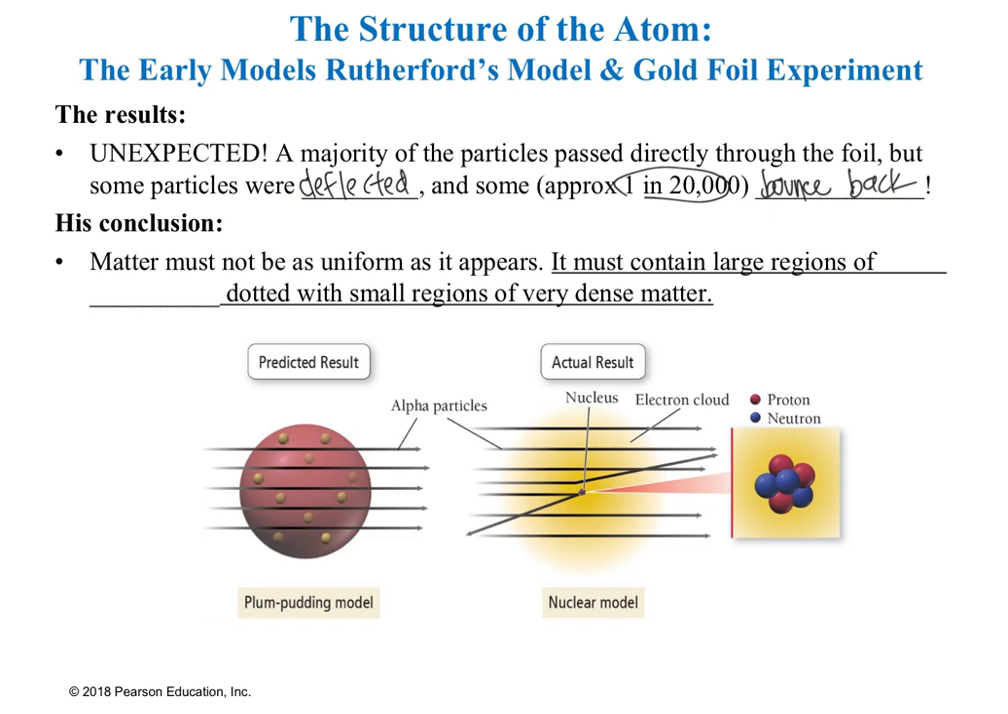But keep in mind, most of them did go straight through the foil. These deflections and bounce back particles were the atypical expectation. What was concluded was that most of the atom is basically empty space. Since most of the time the particles went straight through the foil, it must be pretty empty, not a lot of mass in there. But there must be a very dense region of matter, and that is what they call the nucleus.